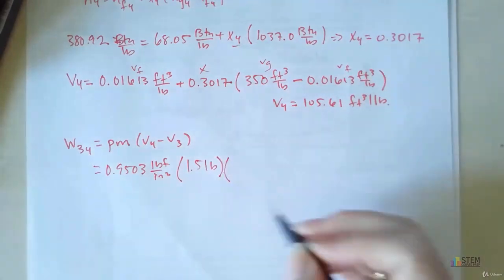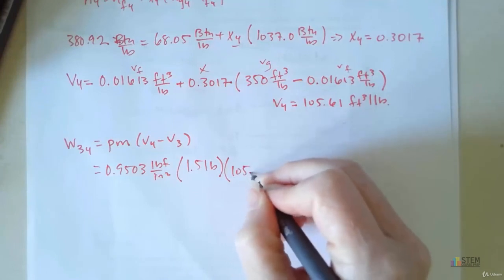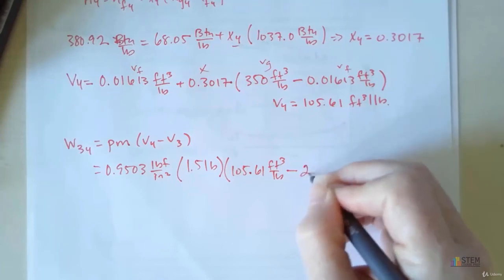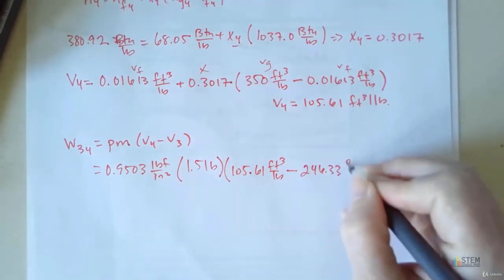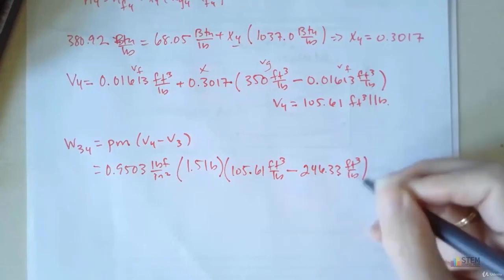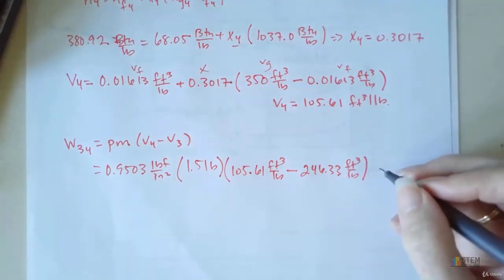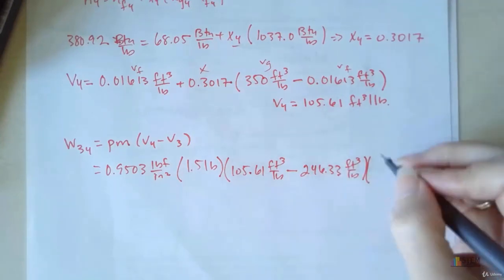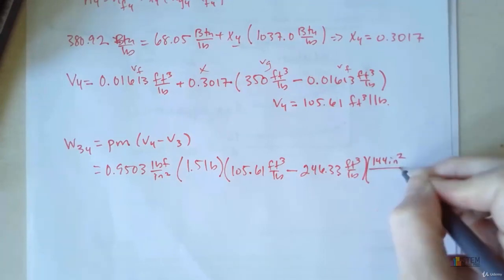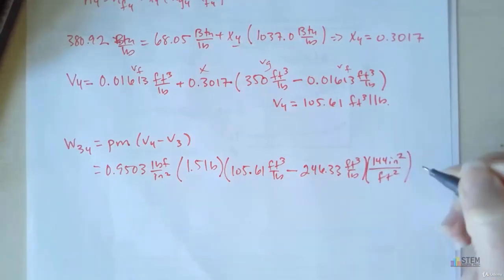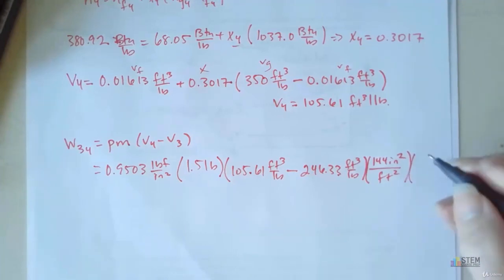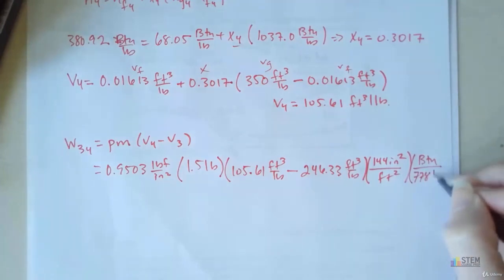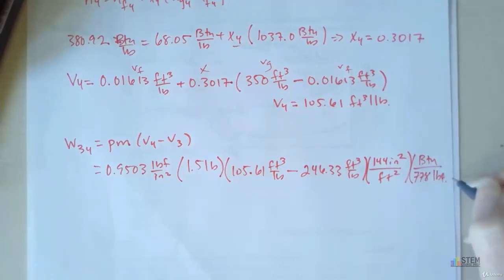And now we have V4 minus V3. Plug in those numbers. 105.61 cubic feet per pound minus V3, which was 246.33. That's cubic feet per pound. And we need it in BTUs, so let's go ahead and convert over. We've got inches over here, we need to get rid of that. So multiply by 144 inches squared per foot squared, and then convert to BTU. So BTU per 778 pound force foot.